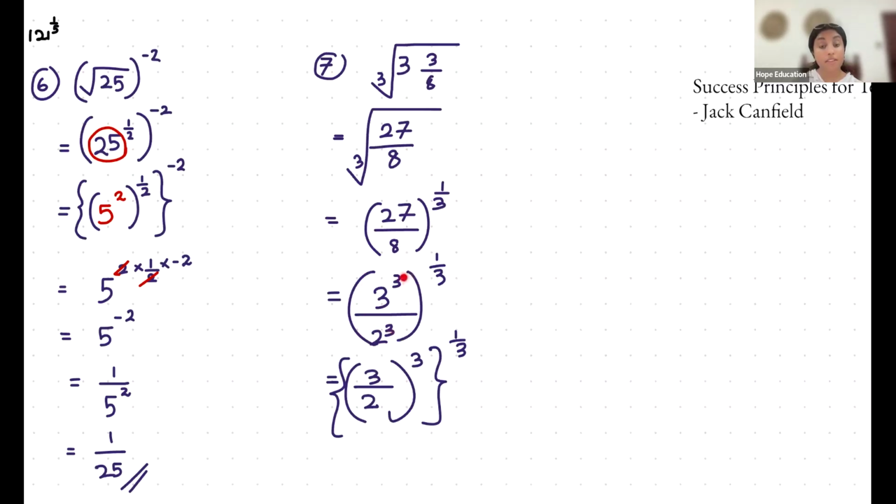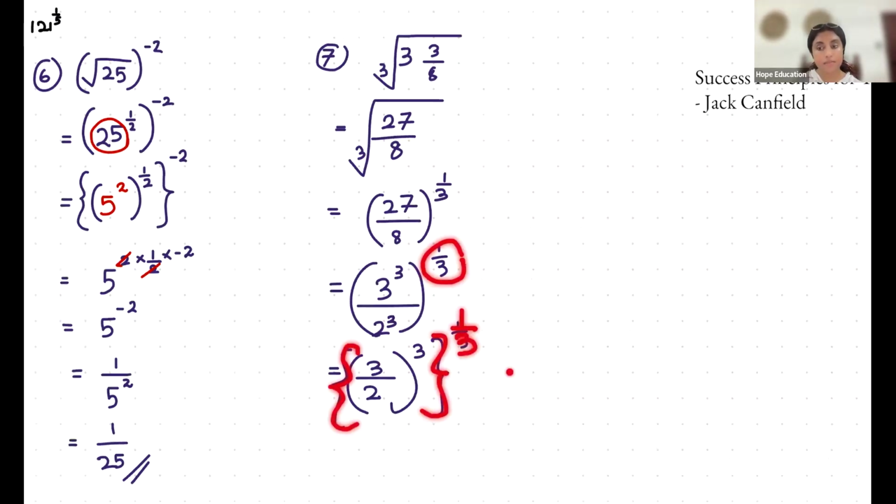Since both have the power 3, what I'm going to do is take the power 3 out like this. So inside, 3 over 2 is what remains. This power 3, since it's common, I took it out. But outside there's another power which is 1 over 3. Because it gets confusing, I put another bracket and write that other power which is 1 over 3. Is it clear?